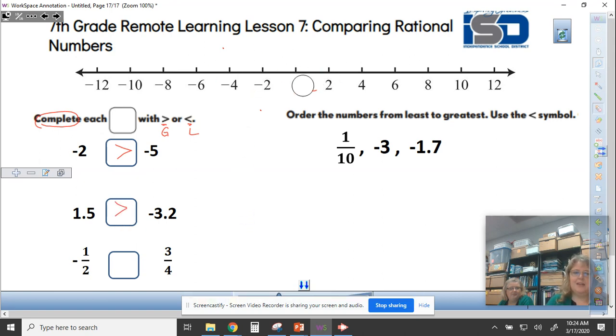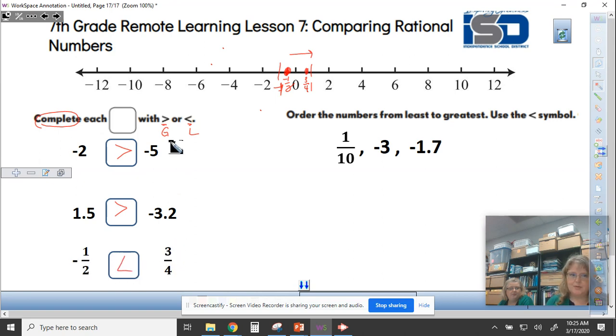And then same thing with our fractions. -1/2 would be in between -1 and 0, so it would be right about right there. And then positive 3/4. If this is a positive 1, positive 3/4 would be pretty close to that 1, and it would be furthest to the right. So on this one, -1/2 is less than 3/4.